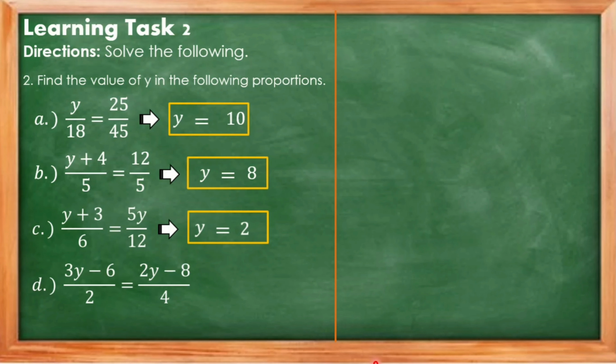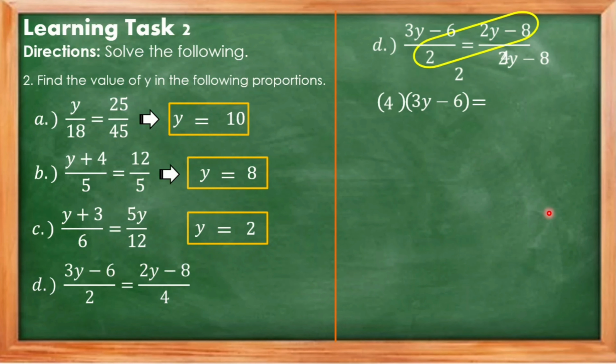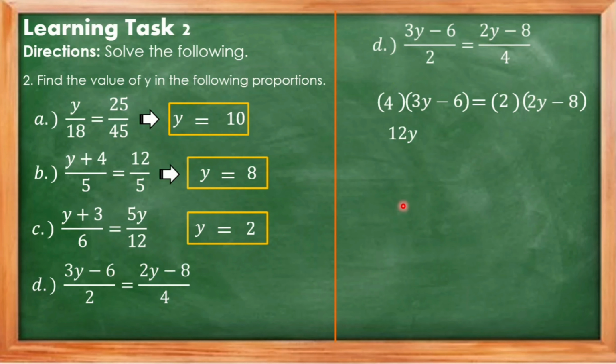Okay, letter D, last. So, we have 3y minus 6 over 2 is equals to 2y minus 8 over 4. So, same process. Cross multiply lang natin yan. Then, kabila, ganun din. Okay. So, i-distribute lang natin itong 4 dito sa 3y at sa negative 6. Ganun din dito sa kabilang side. So, unahin muna natin to, 4 times 3y is equals to 12y. Then, 4 times negative 6 is equals to negative 24. Then, here, 2 times 2y is equals to 4y. Then, 2 times negative 8 is negative 16.